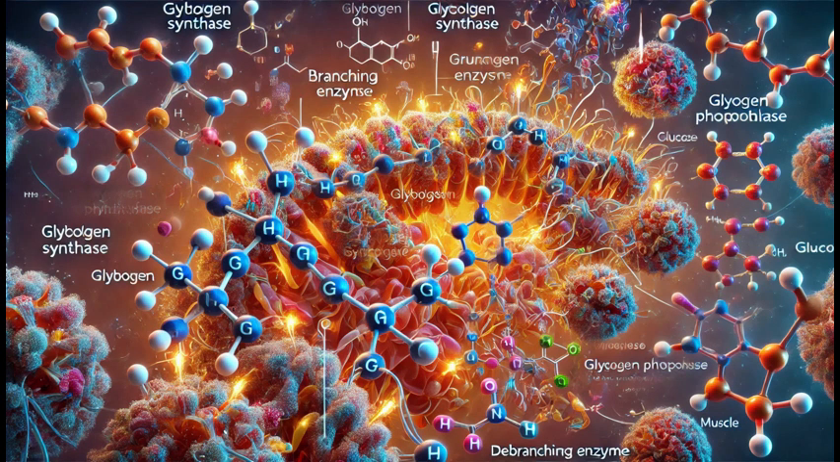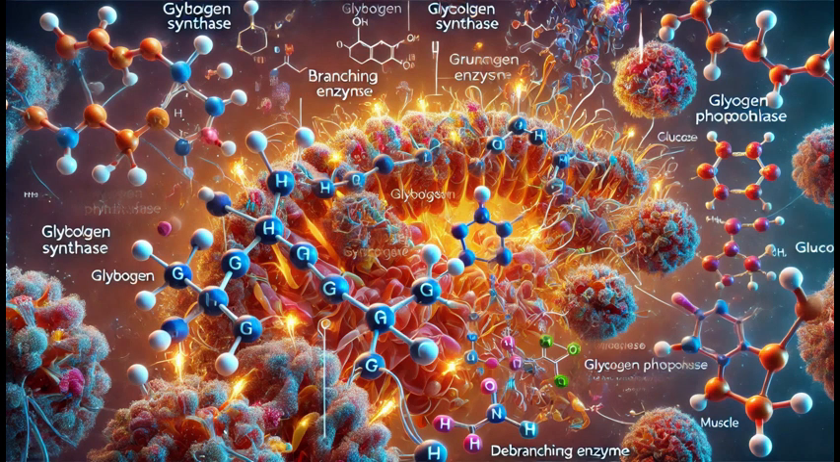Okay, so we've got this glycogen stored up. Now, how do we actually break it down when we need that energy? Well, it all starts with an enzyme called glycogen phosphorylase. Okay, glycogen phosphorylase. It's the key player in glycogen breakdown. So it's like the key that unlocks those energy stores. Exactly. What it does is it cleaves off glucose units from the ends of those glycogen branches.